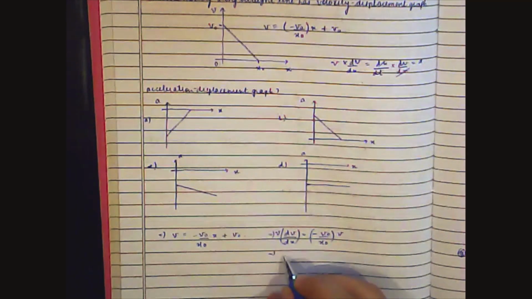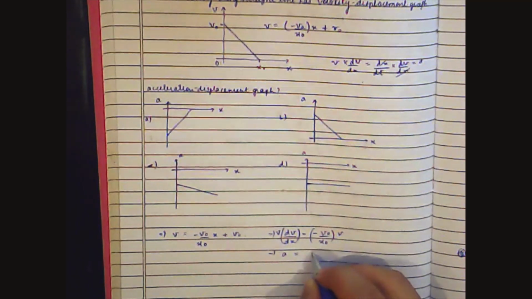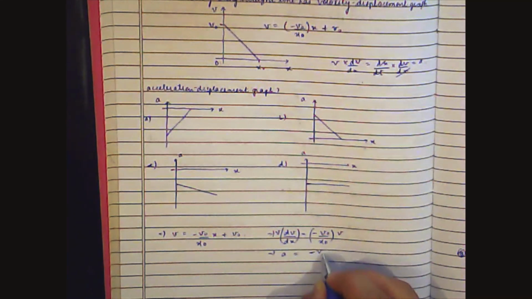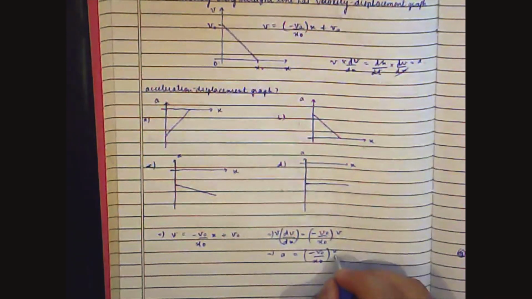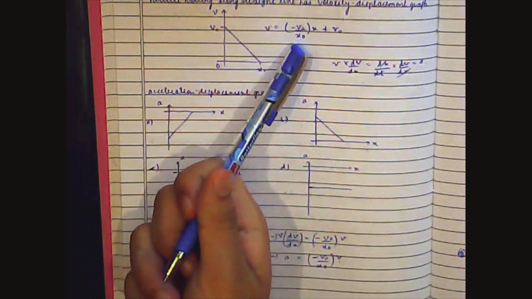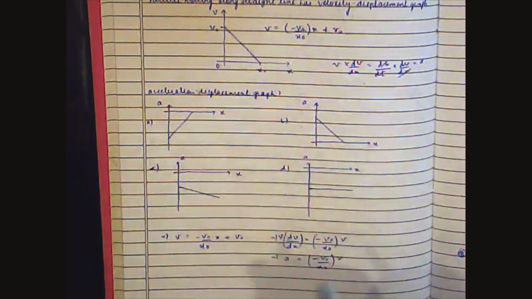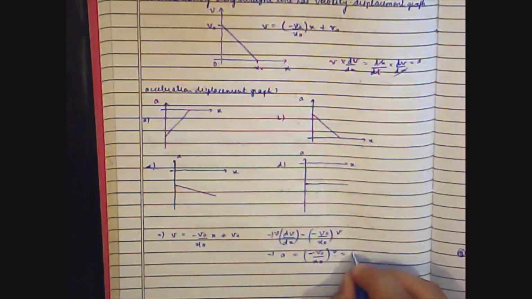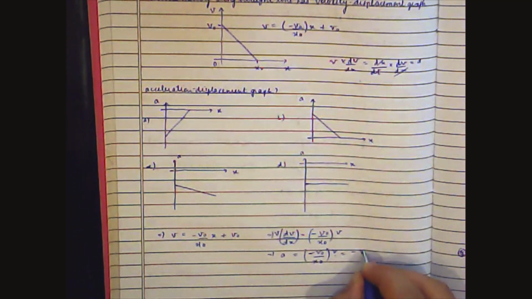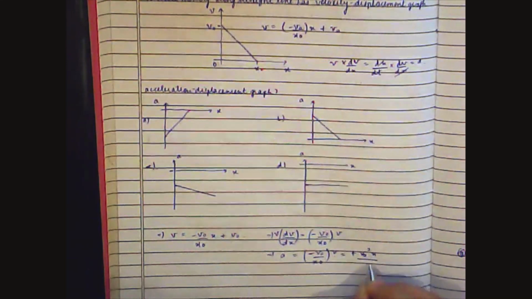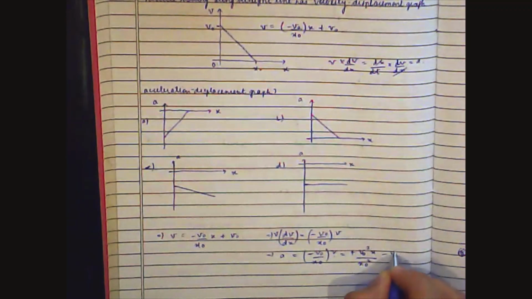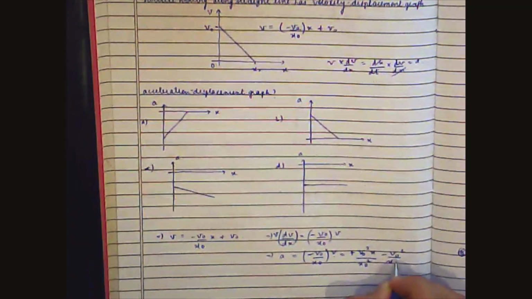Okay, so acceleration equals minus v naught by x naught into v, right? And v from this is minus v naught by x naught into x plus v naught, and so this simplifies to be plus v naught square x by x naught square minus v naught square by x naught.